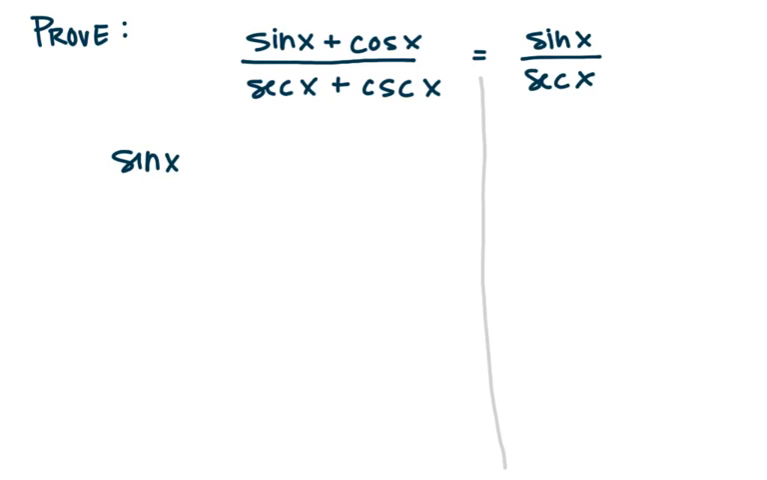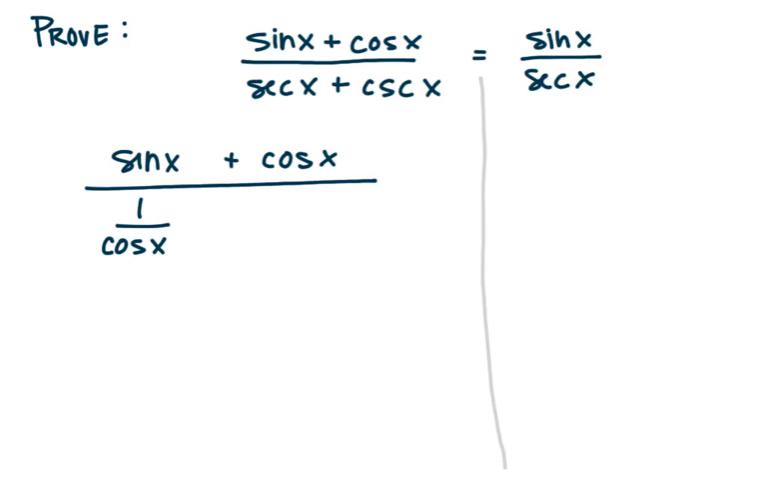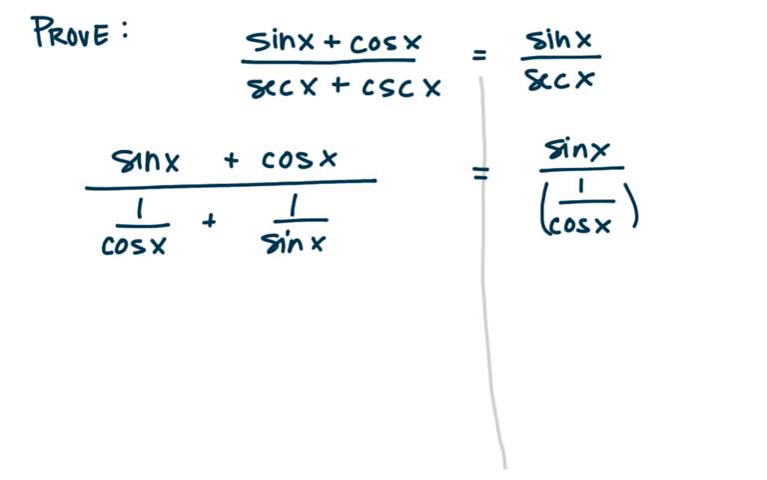So I have sine x plus cosine x over secant, which is reciprocal to cosine x, plus cosecant, which is reciprocal to sine x. And then on the right, I have sine of x over 1 over cosine x. So 1 over cosine x is all in the denominator.